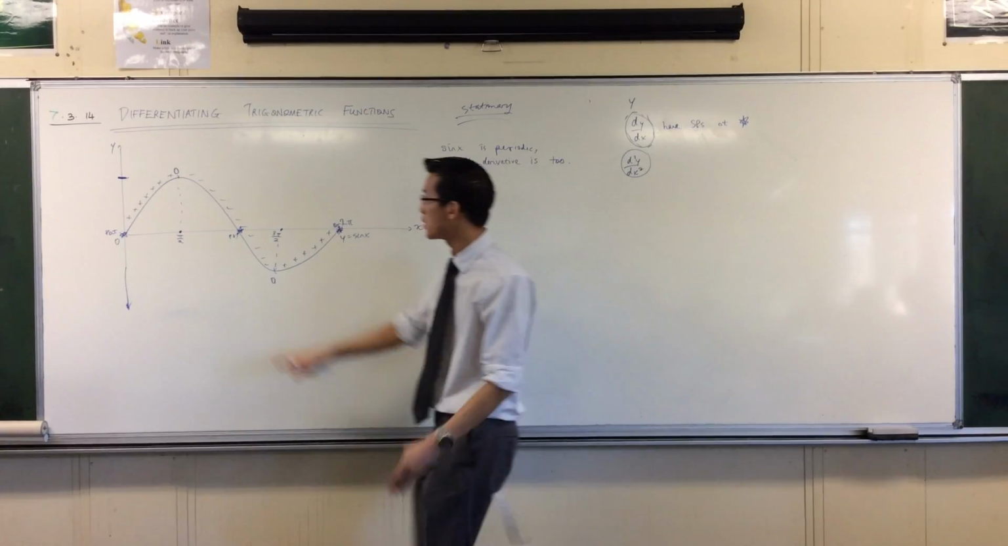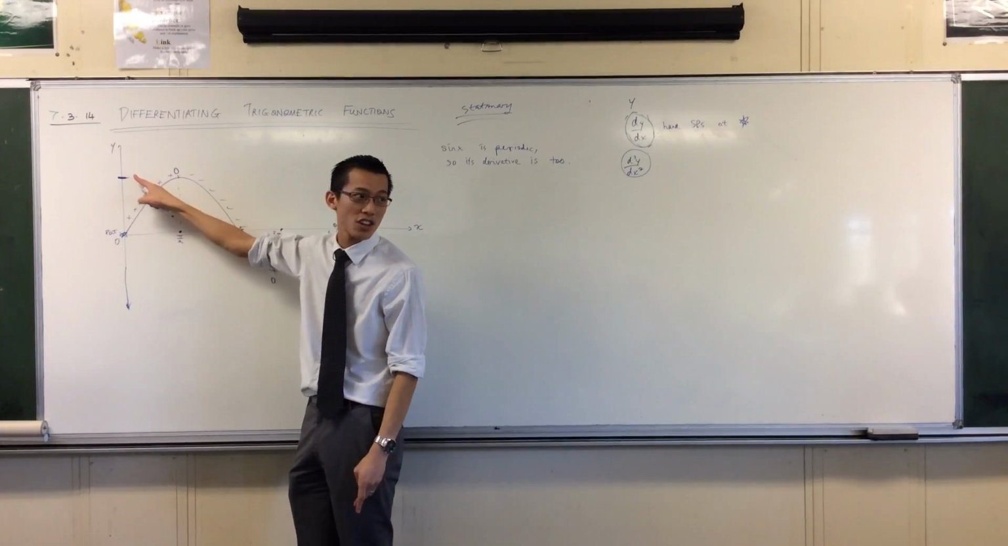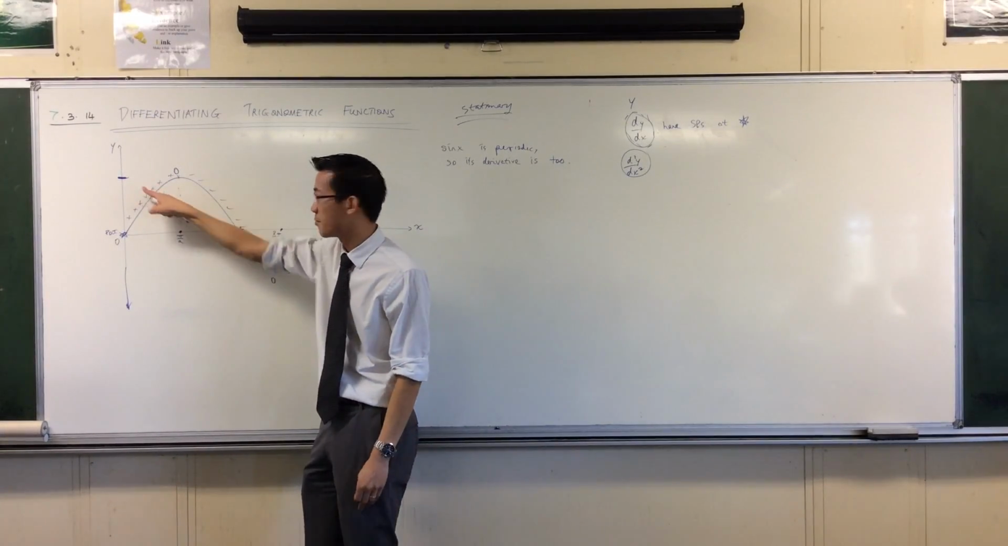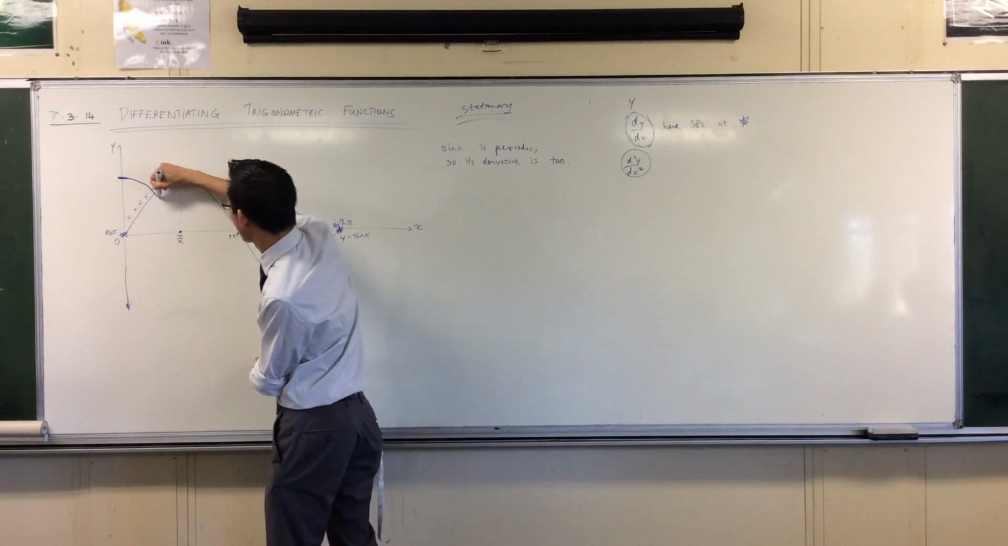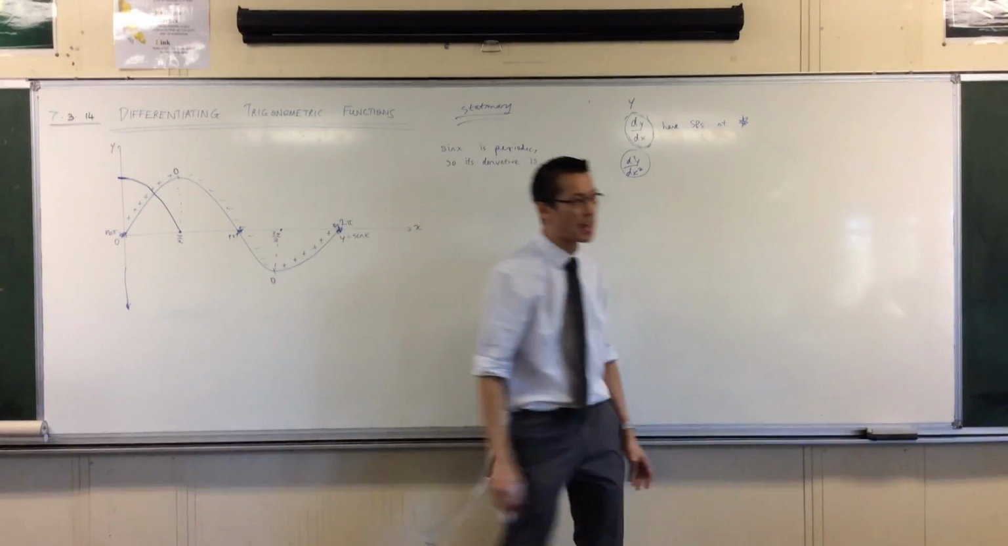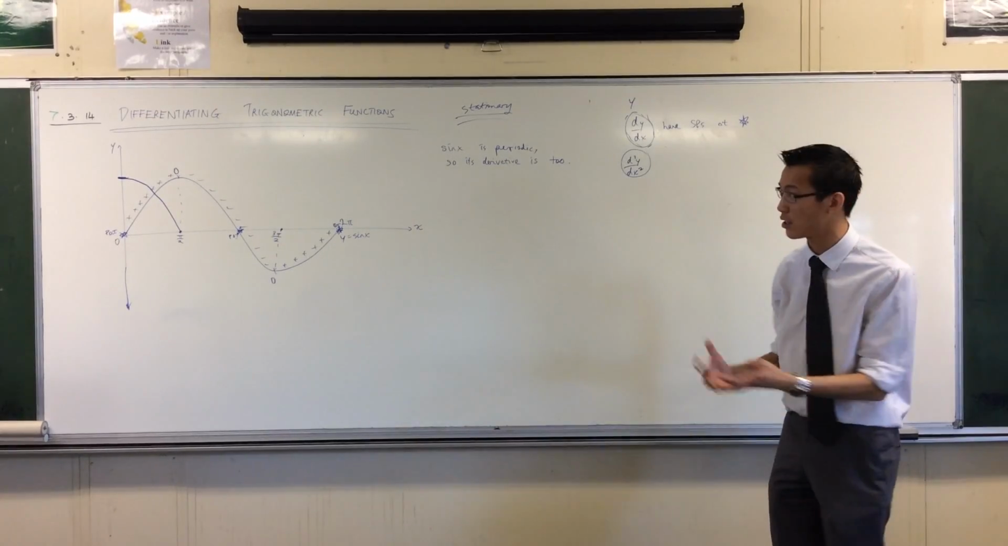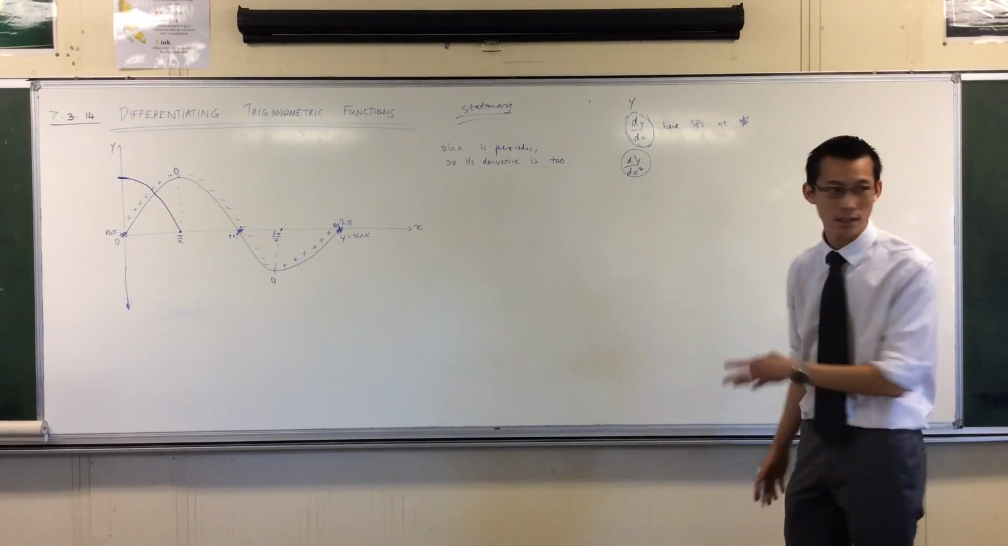What does it do after that? Well, we said it's got to be positive, but it's got to come down to 0. Positive, but come down to 0. Okay? So it's going to cut through like that. Okay? And there's my stationary point, because my gradient function, the thing I'm drawing now, is 0. Right?